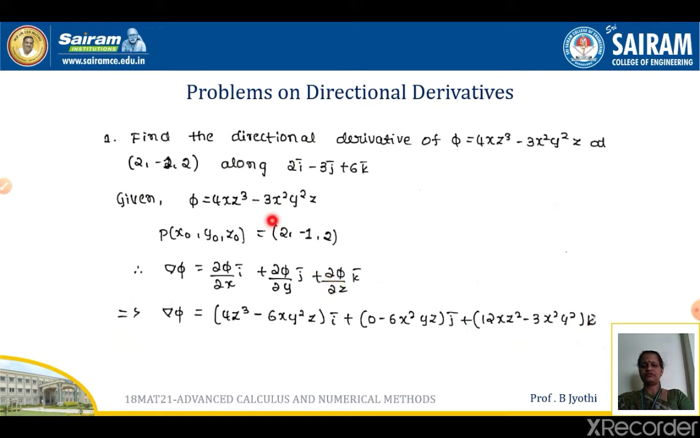If you differentiate this with respect to z, we get 3z squared multiplied with 4, which will be 12xz squared minus 3x squared y squared into 1. Therefore it is 3x squared y squared into k. And we have determined del phi. In order to determine the directional derivative, we first find del phi at the point, and also, since this is along the direction, its magnitude needs to be determined.